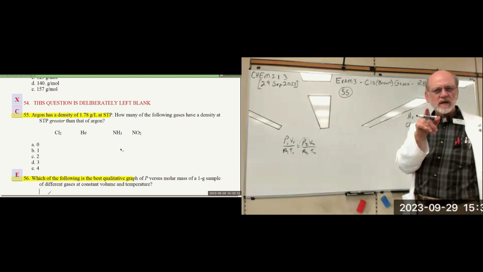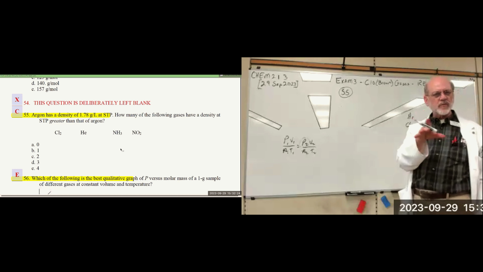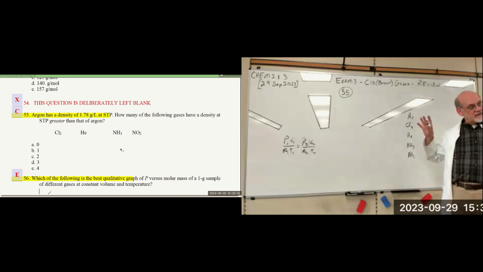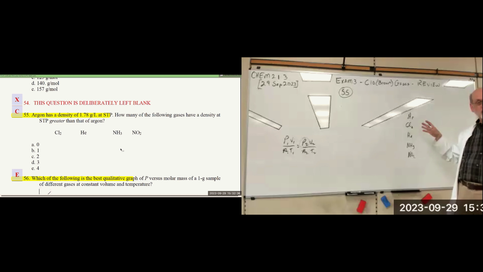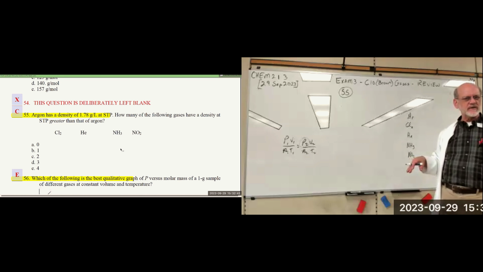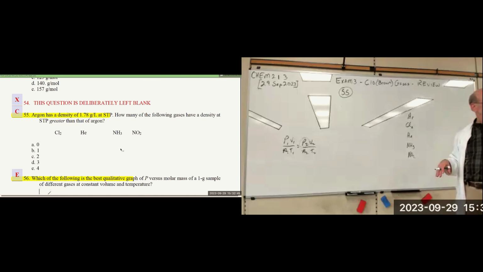If they're all at standard temperature and pressure, then they're going to have the same number of molecules, right? So with the same volume, their density is going to be based on their molar mass. So which one has the greater molar mass than argon, right? That 1.78 grams per liter is blue smoke. All they have to say is which one has a greater density than argon.